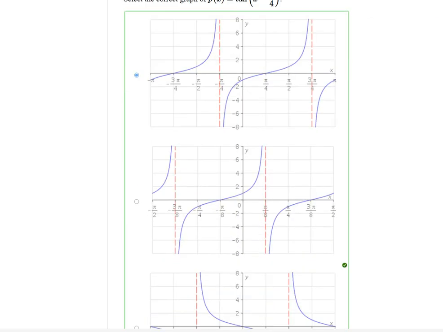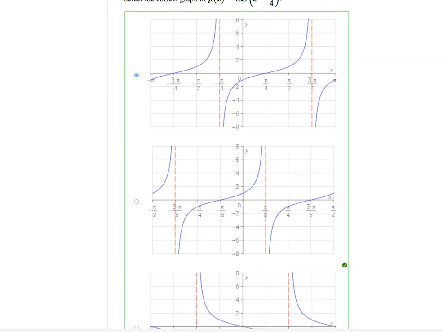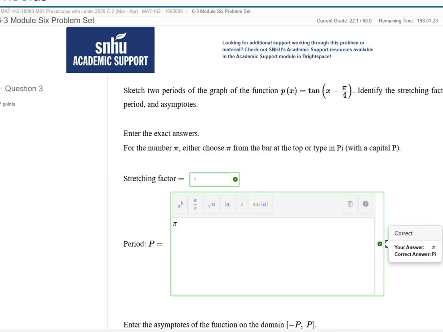And then I picked out the correct graph, which was the first one, and you can see there's the asymptote at negative pi over 4. I hope you can see my mouse. It goes through at pi over 4 and then goes to the axis. And then there's the other asymptote at 3 pi over 4. So it was that one. Okay. That was number 3. Yeah, got them all right.